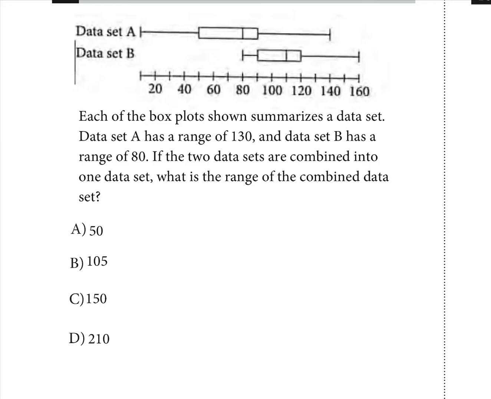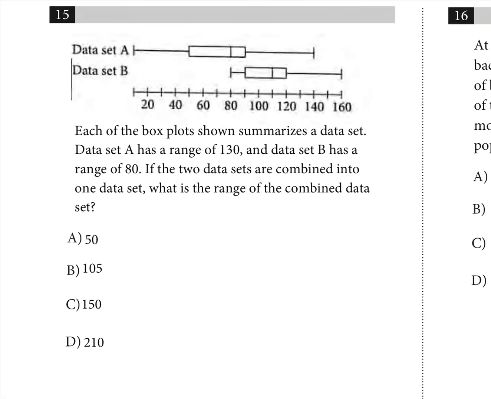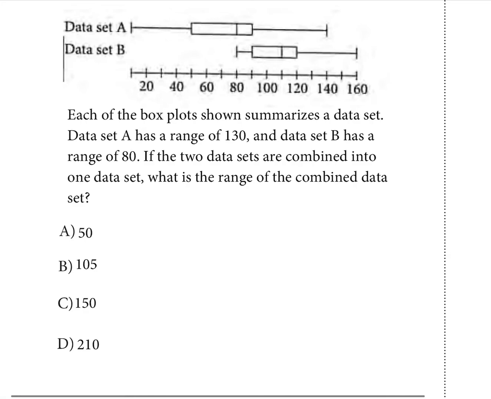In this example, we'll be looking at box plots on the SAT Math section. This is question number 15 taken from the official test from October of 2020, and it is from the calculator section as I mentioned. If we look at this, they've given us two data sets, and it says each of the box plots shown summarizes a data set. Data set A has a range of 130, and data set B has a range of 80. If the two datasets are combined into one dataset, what is the range of the combined data?